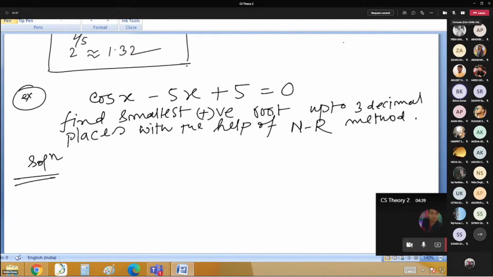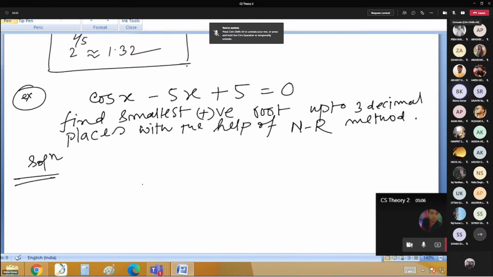So for the smallest positive root, as I told you, you have to search from the origin to the right-hand side in 2 points. In between those 2 points, suppose your graph crosses the x-axis. So the root is lying in that interval. In the Newton-Raphson method, you have to take a value nearby that point as the initial condition. Okay.